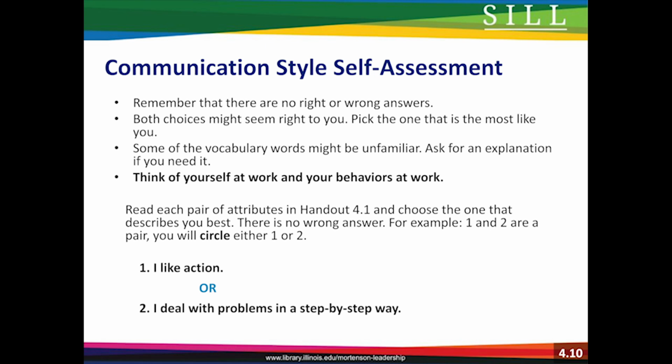And the way the self assessment works is that you're going to read each pair of statements and choose the one that describes you the best. Again, there's no wrong answer. For example, 1 and 2 are a pair, and each participant will circle either 1 or 2. They are: 1, I like action, or 2, I deal with problems in a step-by-step way. The participants should circle either 1 or 2.